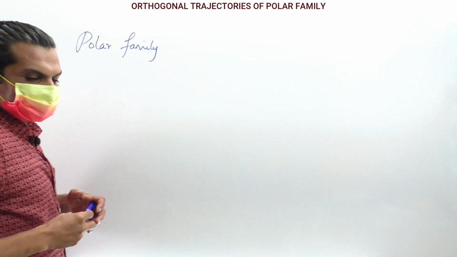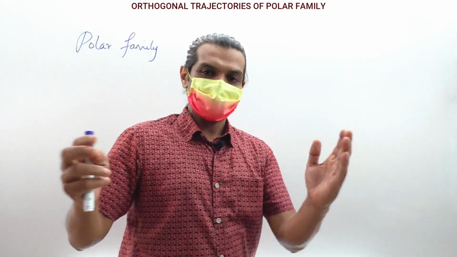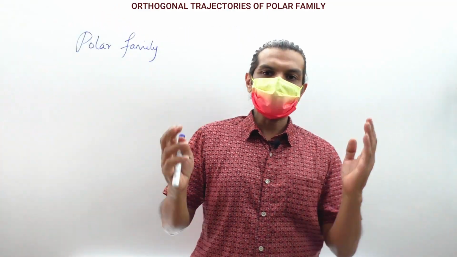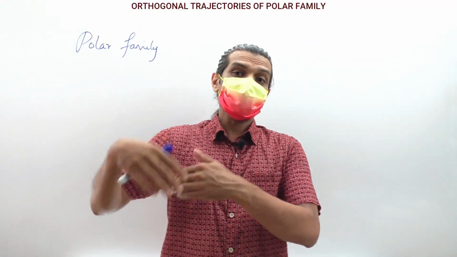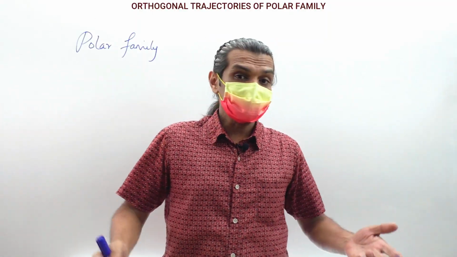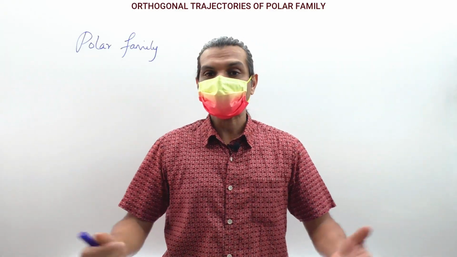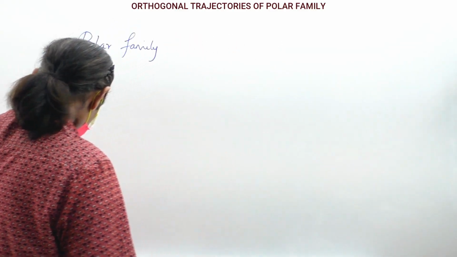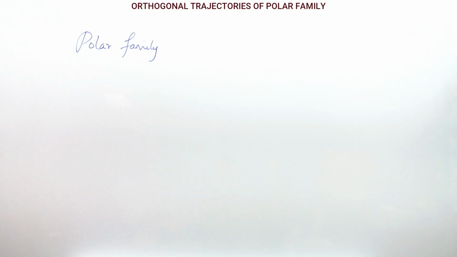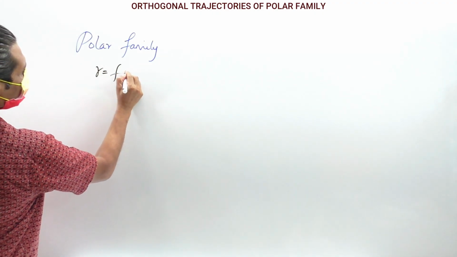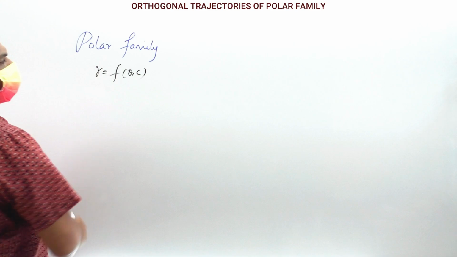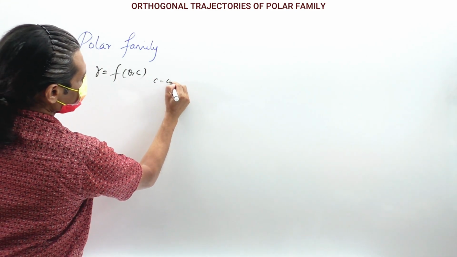See, basically a polar curve is something which has radius r and angle theta. So curves like r = a(1 + cos θ), r = a(1 − cos θ), r^n = a^n cos nθ, r^n = a^n sin nθ. These are all polar curves. So let's write the general form of a polar curve as r = f(θ, c), where c is a constant.